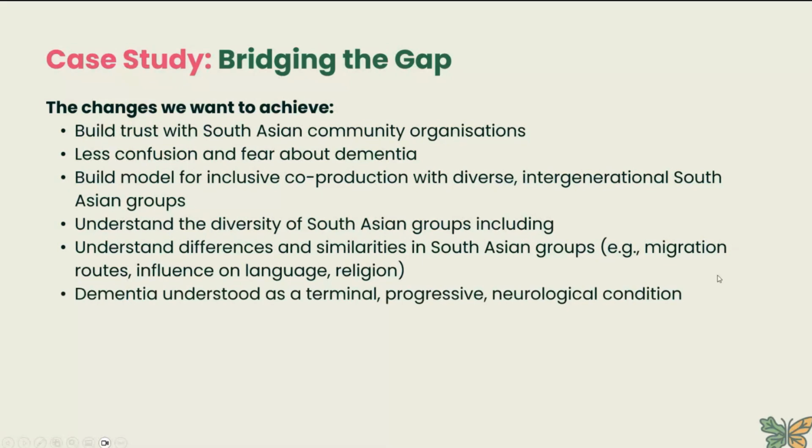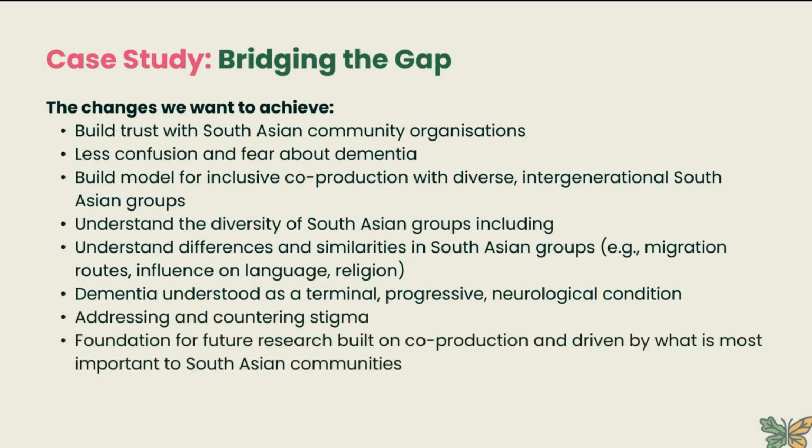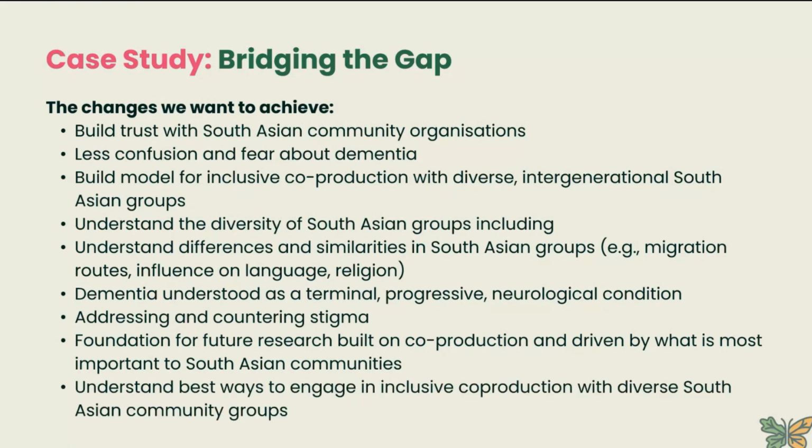Dementia being understood in the community as a terminal progressive neurological condition, addressing and countering stigma, and creating a foundation for future research built on co-production and driven by what is most important to the communities we were working with. And finally, understanding, therefore, the best ways to engage in inclusive co-production with South Asian community groups.